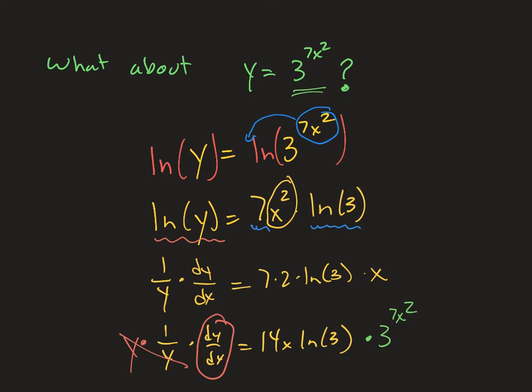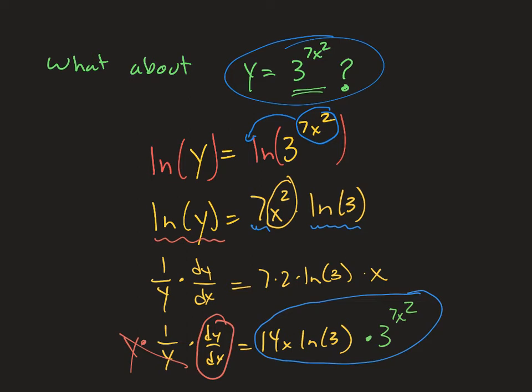And so this thing, which is written in a couple different colors here, this 14x natural log of 3 times 3 to the 7x squared, that is the derivative of y equals 3 to the 7x squared.